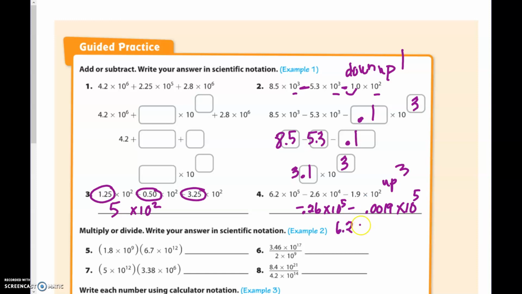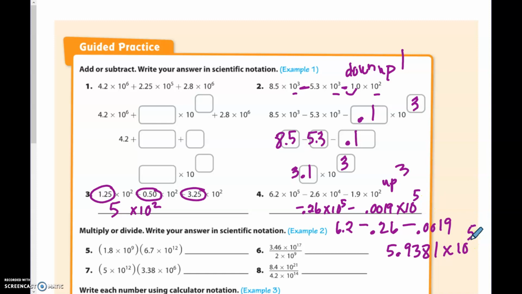Okay, I'm going to grab my calculator, and I'm going to do 6.2 minus 0.26 minus 0.0019. And when I do that, I end up with 5.09381 times 10. And remember, keep that power, and that power is to the 5th.